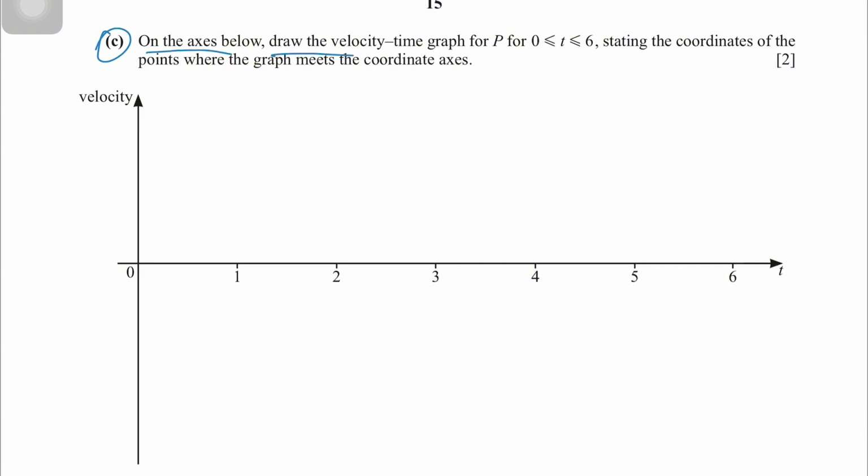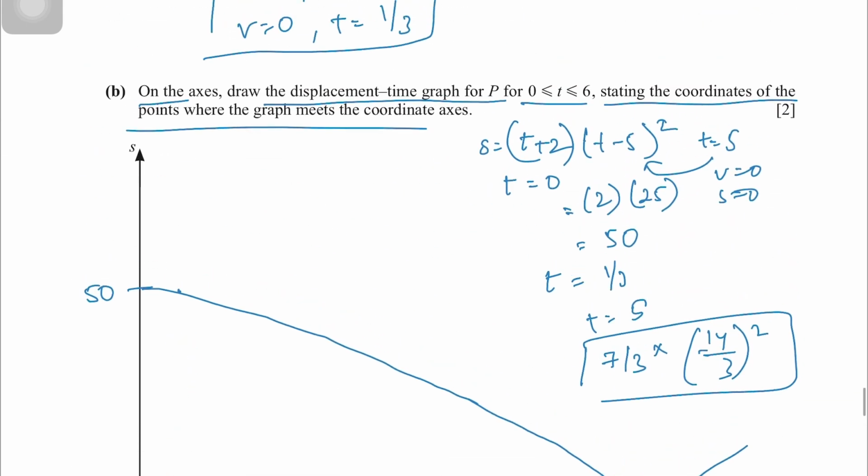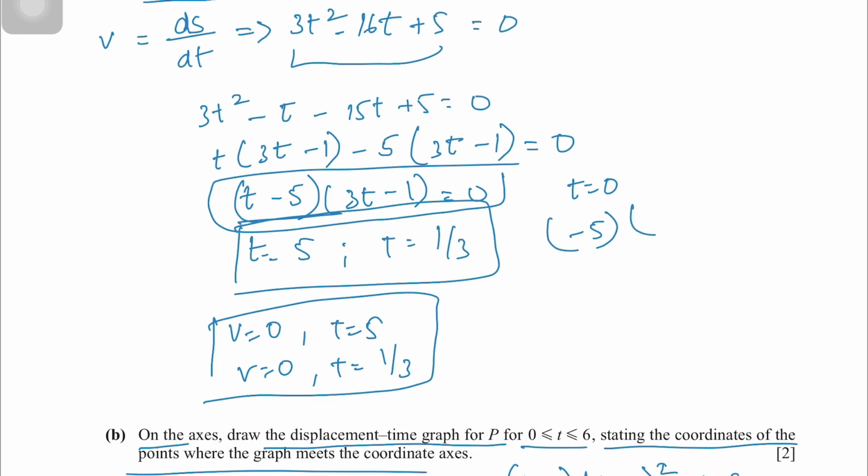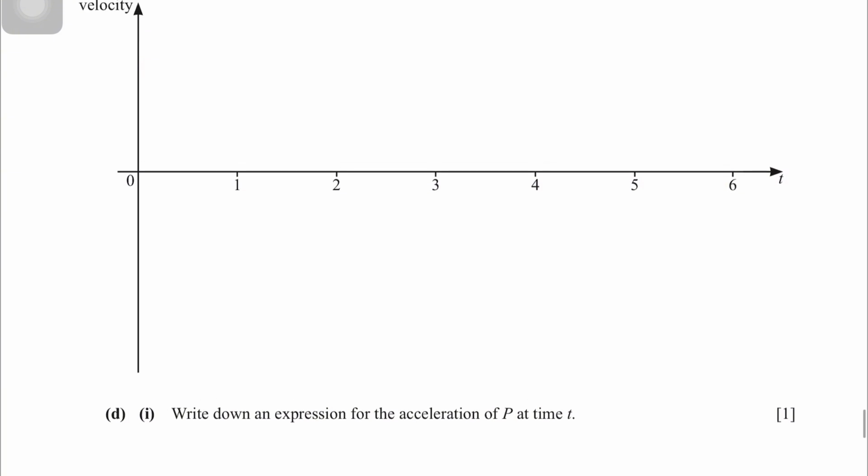Now we have our part C. On the axis below, draw the velocity time graph. Now it needs a velocity time graph, right? So let's just take what we'll get when t is equal to 0 over here. We have our velocity equation over here. When t is equal to 0, we have negative 5, and this would be 0 and then negative 1. So this is 5. So when t is equal to 0, we have v as 5. So let's assume this is 5, right? Now it has to be 0 at 1 over 3. So this would be something like this, right? It has to be 0 at 5, right?